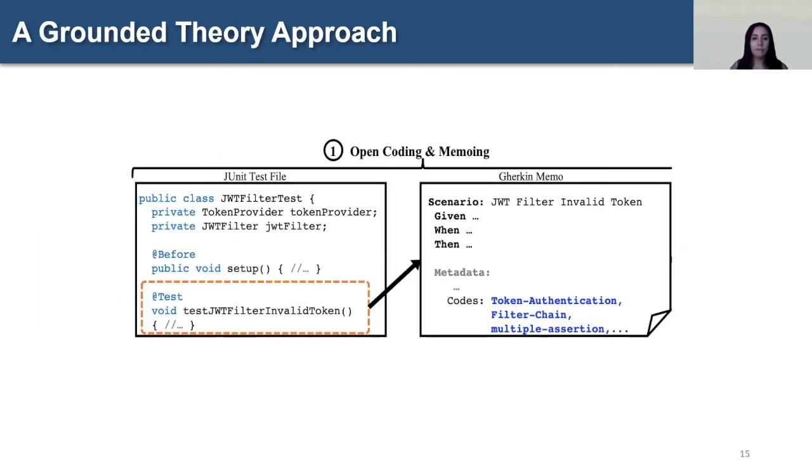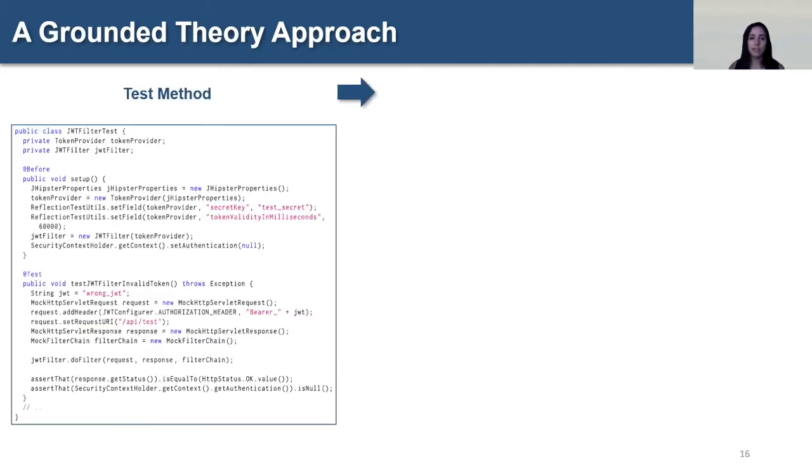So to break this down, to start with open coding and memoing, we wanted to look for themes within the tests, and we wanted to summarize and take notes on the test methods. And considering the key elements of a unit test are found within each test, we wanted to use the Gherkin format to make our memos and essentially summarize every single test case.